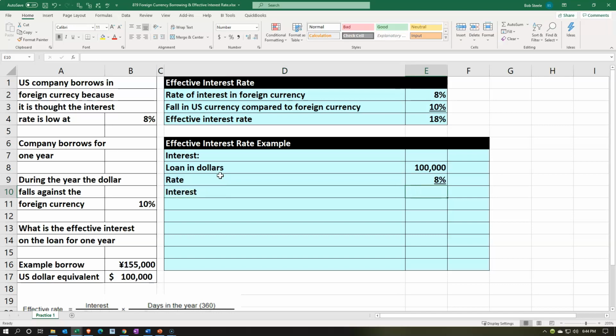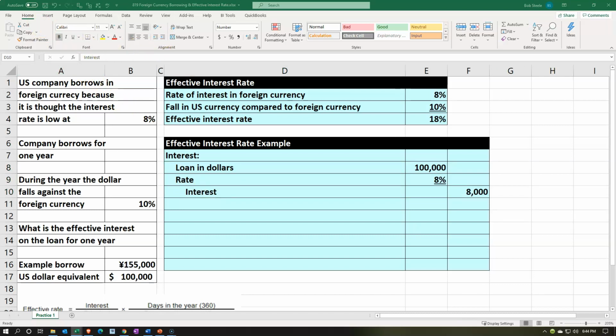Now, obviously, the interest would be due in yen, the foreign currency. But we're going to assume that the relationship would be the same. So basically, the US dollars would go 8%. The 8% cost to us would be the 100,000 times the 8%. And I'm going to indent these. I'm going to select these three items, Home tab, Alignment, increase the indenting, and then this one, Home tab, Alignment, and increase the indenting.